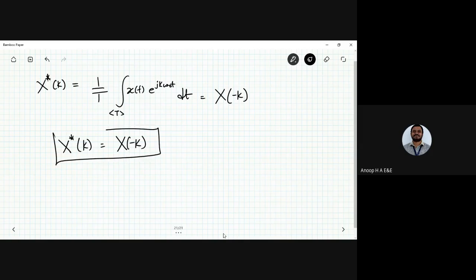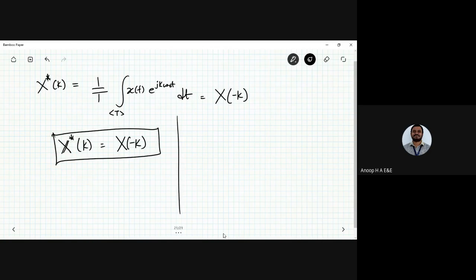This is how I can write the second theorem. Theorem number 3.1 was with respect to orthogonality. Theorem 3.2 is x star of k equal to x of minus k. That's how we can prove the theorem.